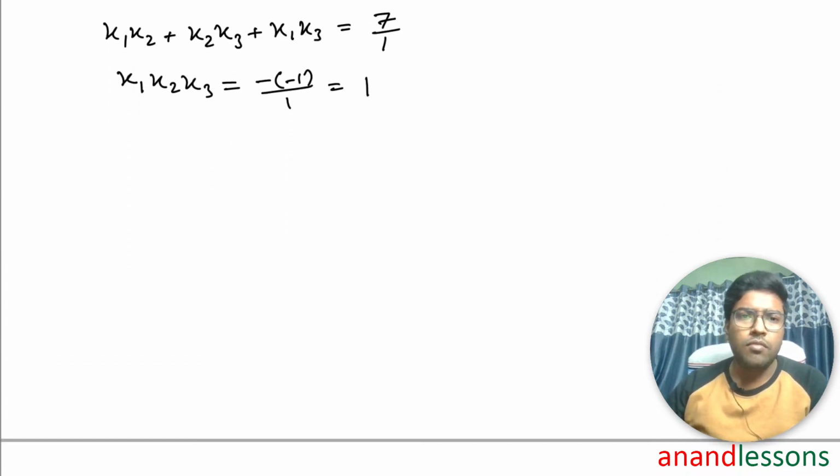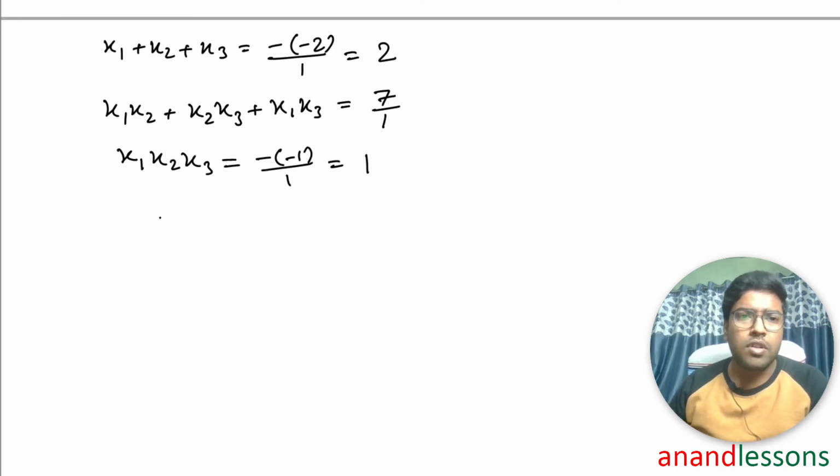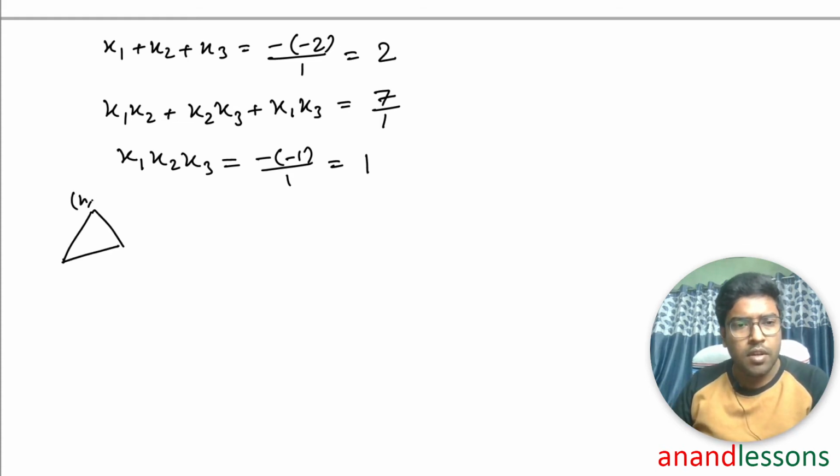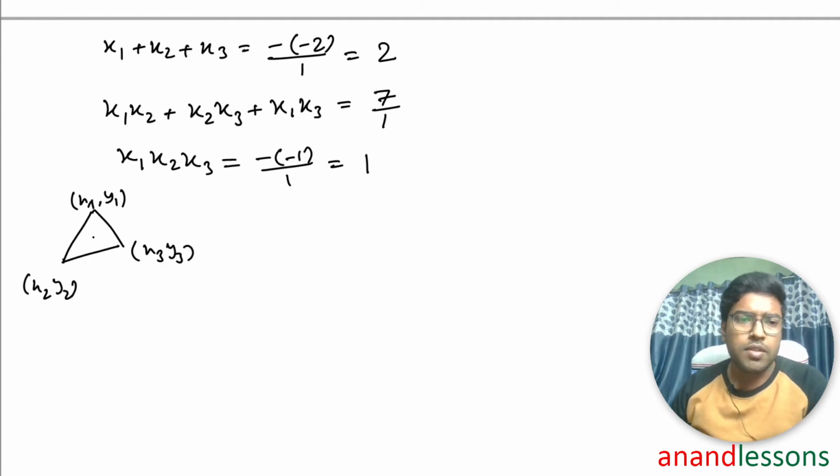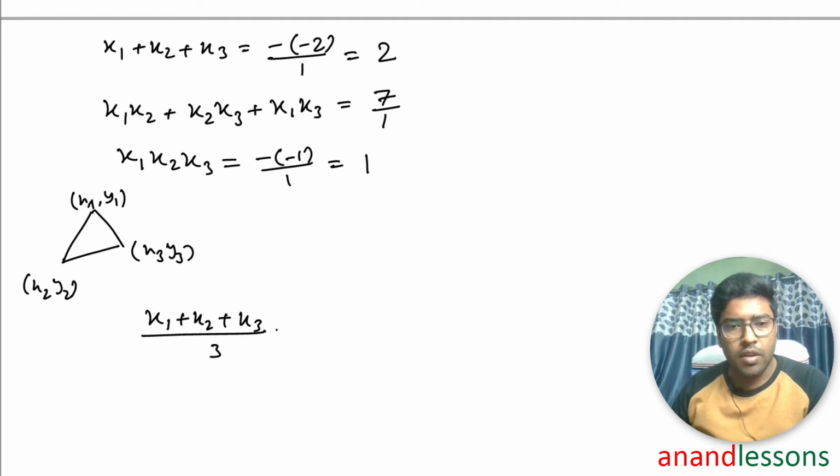Now, what is required for the centroid? If this is a triangle and this is x1 y1, this is x2 y2, and this is x3 y3, what will be the centroid? The centroid will be x1 plus x2 plus x3 by 3 for the x coordinate, and y1 plus y2 plus y3 by 3 for the y coordinate.